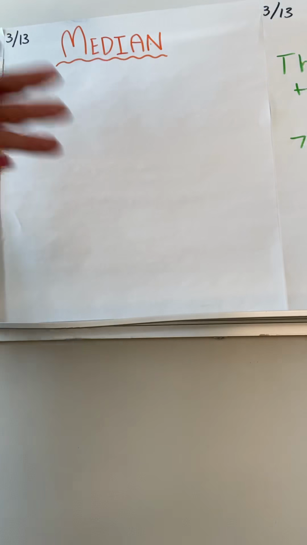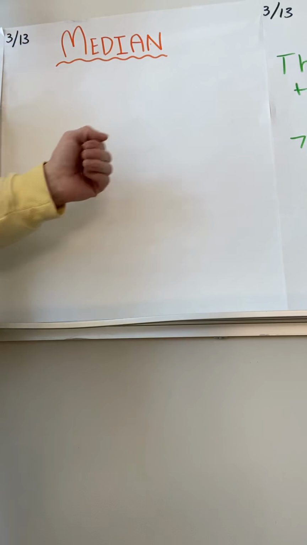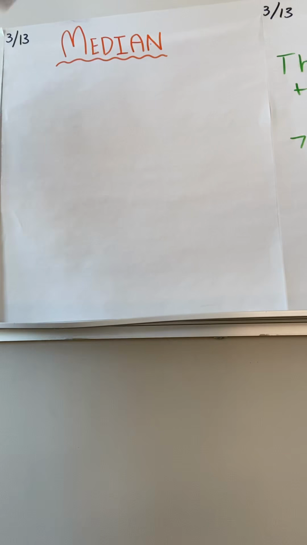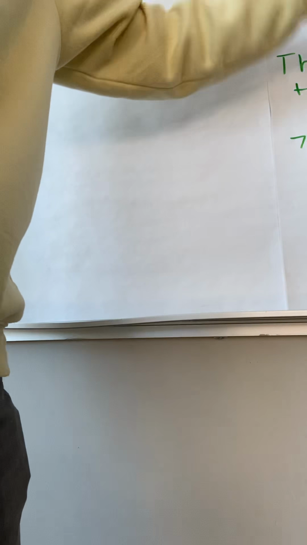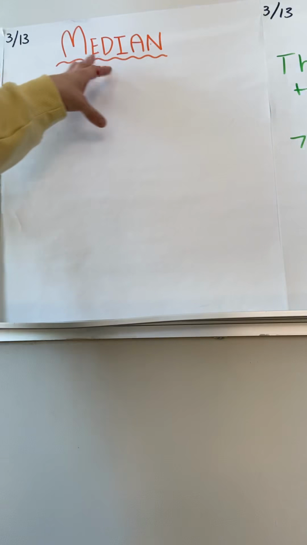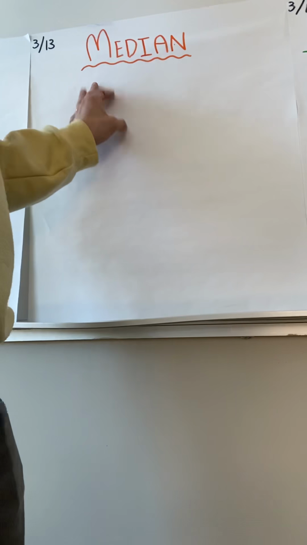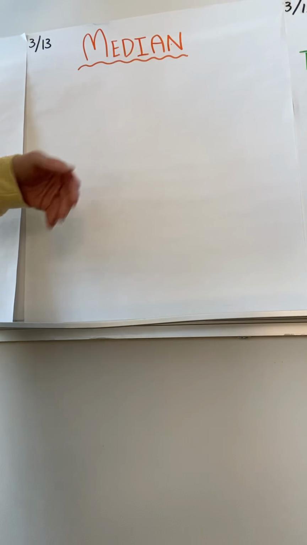So the median is the number that marks the midpoint of an ordered set of data. Now, it's super duper important that it's all put in order like we did for the range and the mode. Even though it's not necessarily required for those two things, it's going to help us now find our median because we already have our data in order.